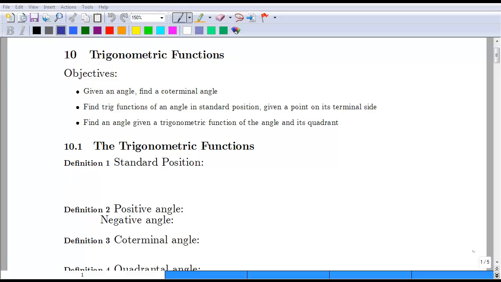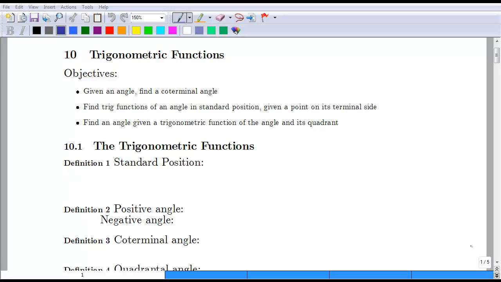This video will start the lessons for Chapter 10, which deals with trigonometric functions. Now, as you know, we covered some of the trig ratios in the previous videos in the previous chapter. This is going to expand on that topic to work beyond just working with triangles and to look at these as actual functions.